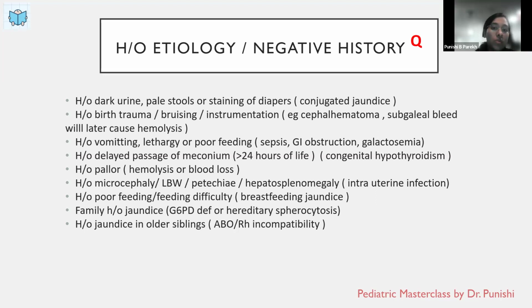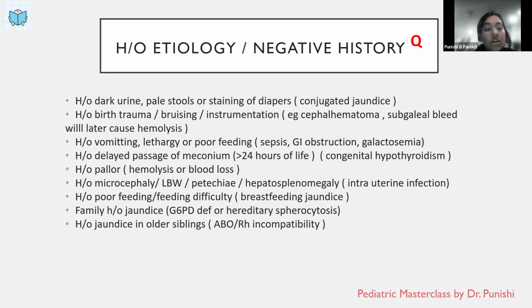Now, all of this points towards cephalhematoma or subgaleal bleed, which can later cause hemolysis and lead to unconjugated jaundice. Question number 3. Whether there's history of vomiting, lethargy, or poor feeding, which is to rule out sepsis, any kind of GI obstruction like say duodenal atresia, ileal atresia, or metabolic causes like galactosemia.